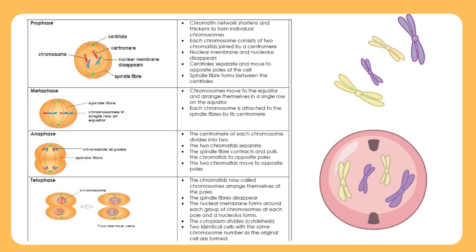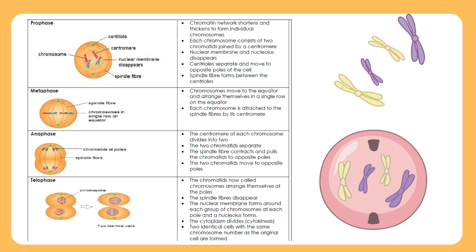Prophase. Chromatin network shortens and thickens to form individual chromosomes. Each chromosome consists of 2 chromatids joined by a centromere. A nuclear membrane and nucleolus disappears. Centrioles separate and move to opposite poles of the cell. Spindle fiber forms between the centrioles.